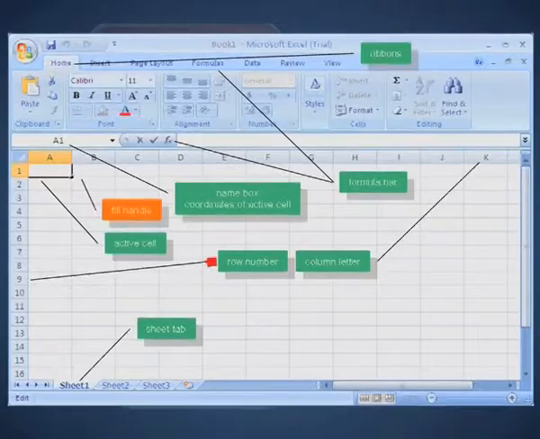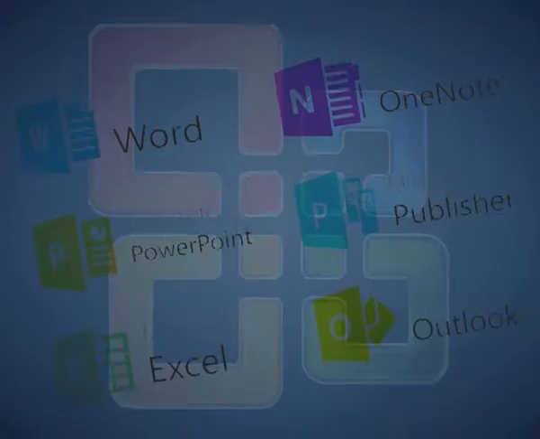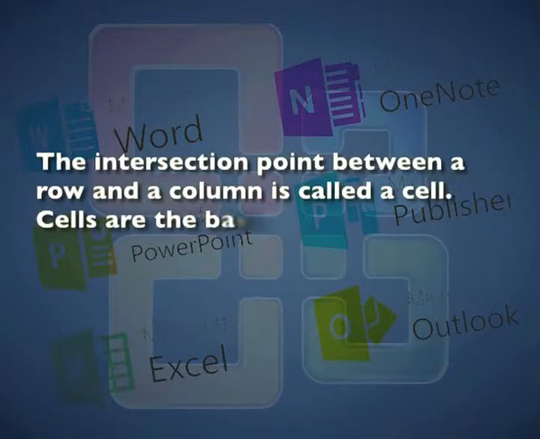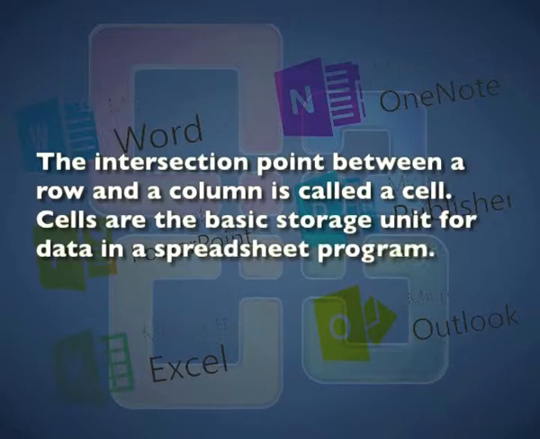Row numbers. Rows run horizontally in an Excel worksheet. Each row is identified by a number in the row header. There are more than 1 million rows in each Excel worksheet. The intersection point between a row and a column is called a cell. Cells are the basic storage unit for data in a spreadsheet program.